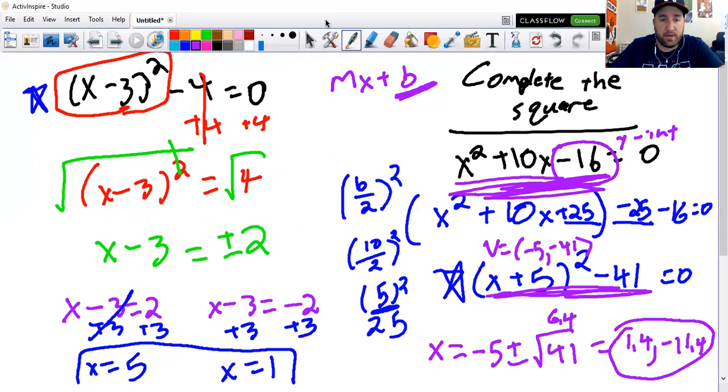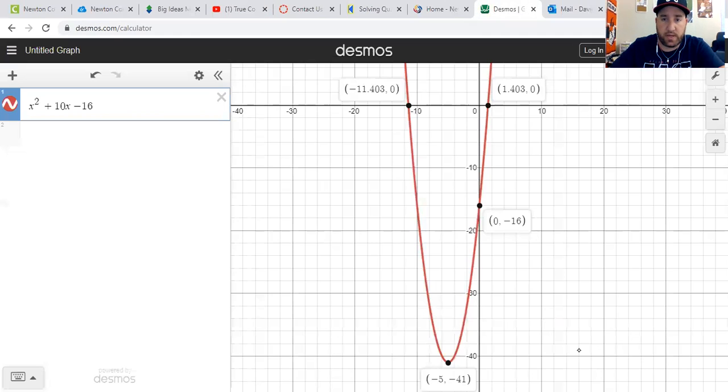I'm not going to sketch it just like I did in class. I'm going to pull up Desmos real quick. I had it on YouTube. Y'all can ignore that real quick. X squared plus 10x minus 16. It's our original standard form function. There's my vertex of negative 5, negative 41 at the bottom. Here's my y-intercept, and there's my x-intercepts, 1.4, negative 11.4. So that's more how I want y'all to think of using completing the square.